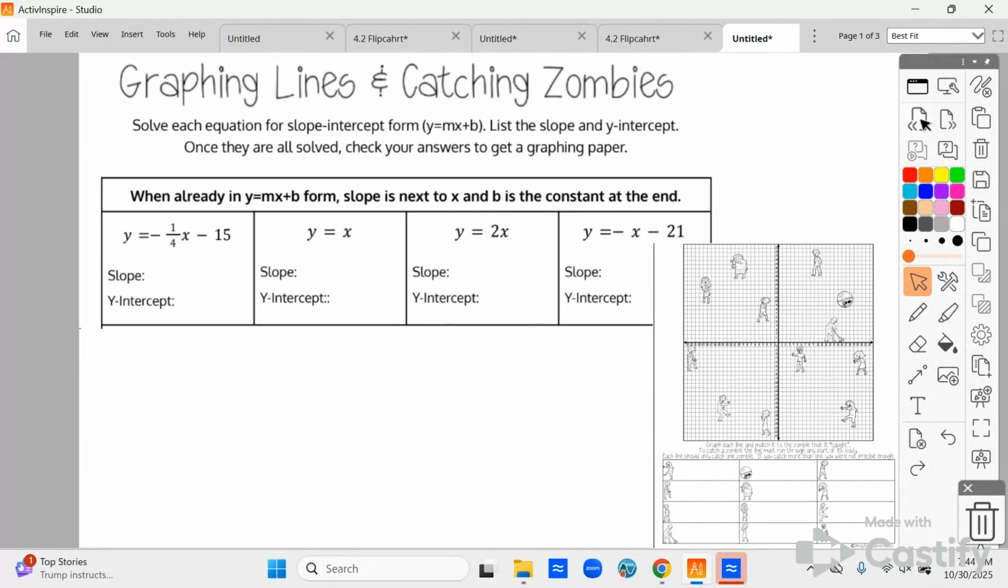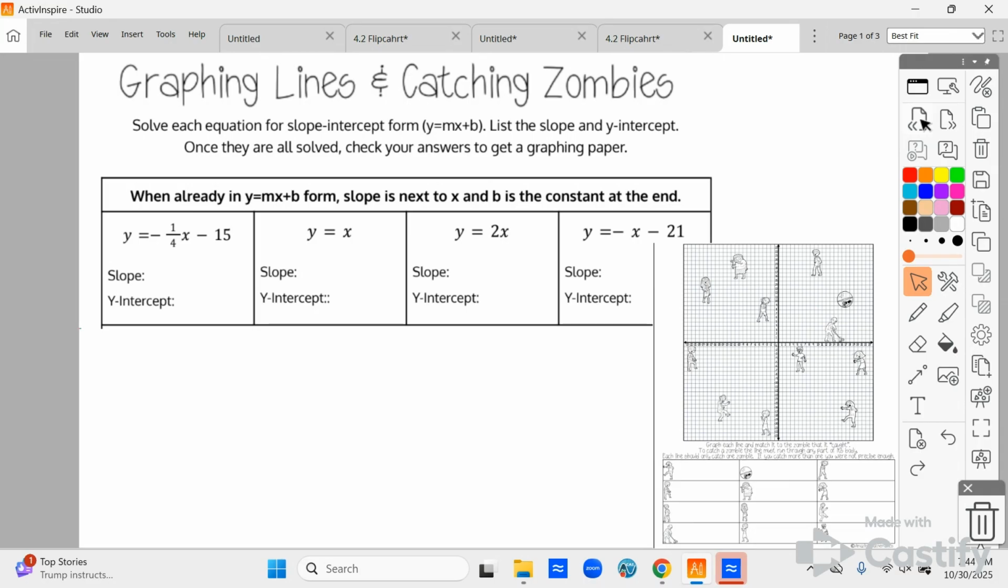All right, today I'm going to give you some hints and tips for completing the graphing lines and catching zombies activity. The directions say solve each equation for slope-intercept form. So you're isolating y. List the slope and the y-intercept. Once they are all solved, check your answers to get a graphing paper.